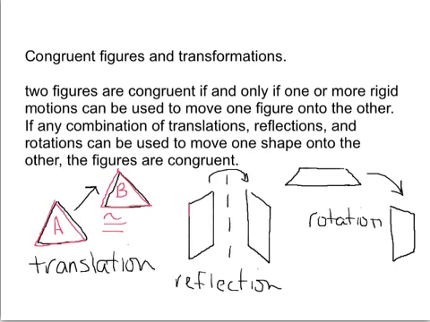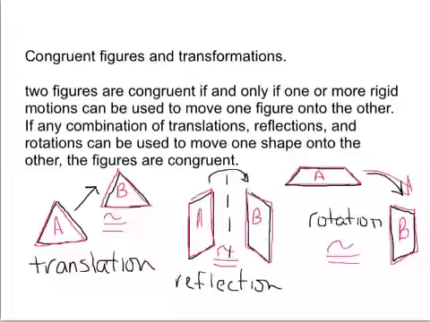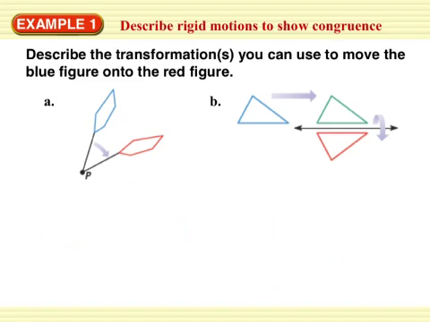Okay, a reflection, figure A flips onto figure B, and they are congruent. Rotation, this one's my worst drawing, I apologize. Figure A rotates onto figure B, and believe it or not, they are congruent. Alright, let's do an example.